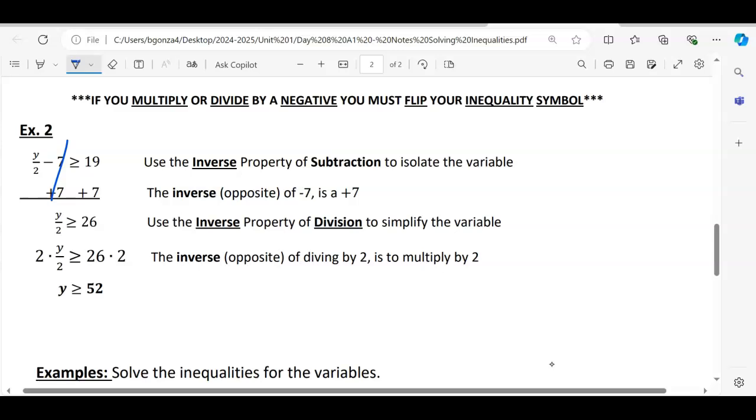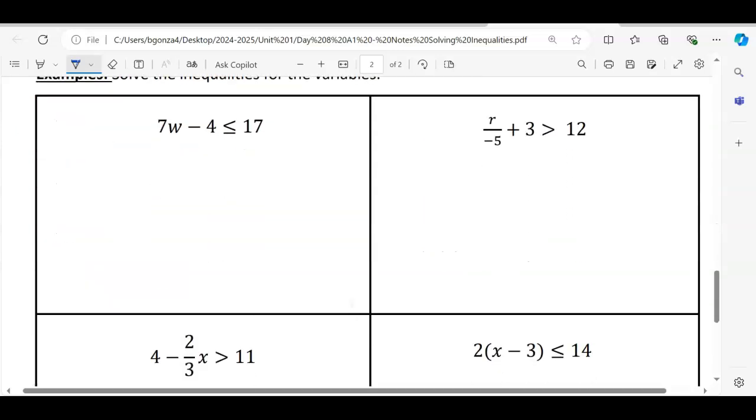Multiplying by 2, right? So times 2 here, times 2 here. So we end up scratching out those 2's, y, and then on the other side we have 52. Now, did we multiply by a negative? No, we multiplied by a positive 2. So this one does not flip. Y'all see that right here? This stayed greater than or equal to the entire time. Cool? You only flip it when you multiply or divide by a negative number. Okay? Let's try some examples together, and then I'll let you work.